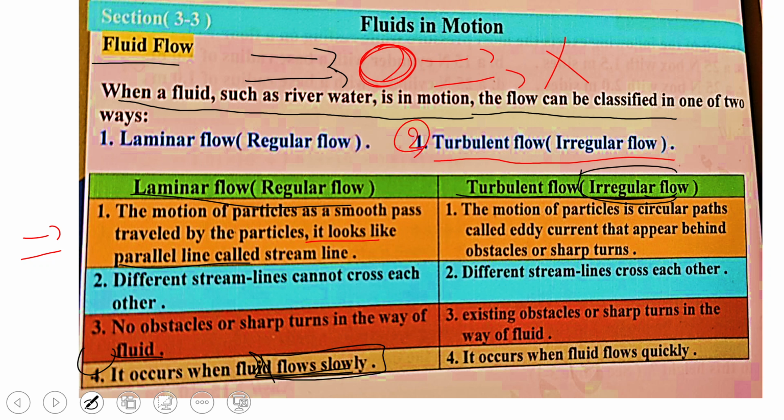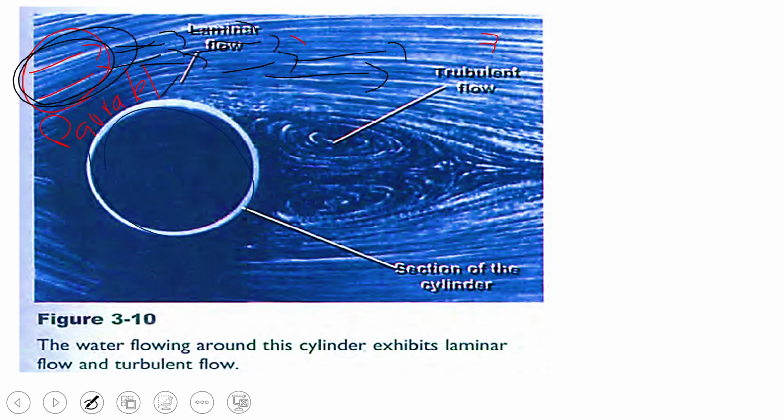So what is in here? The motion of the particles is circular now. So important, be careful. The main difference between regular flow and irregular flow is only that in regular flow the direction is a straight line, but in turbulent or irregular flow it's a circular path. Why a circular path, mister?